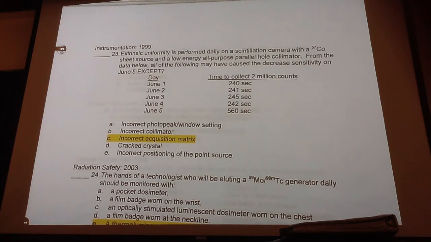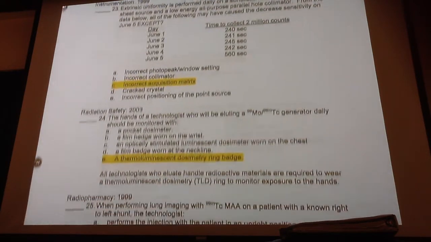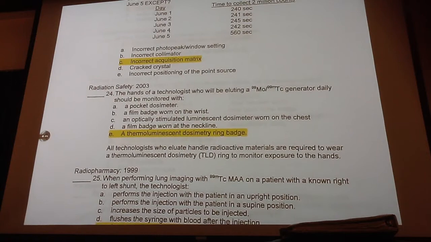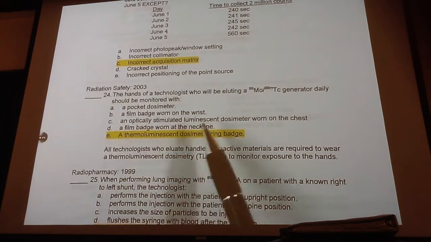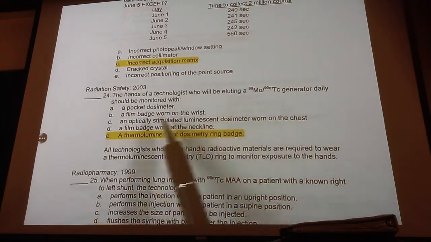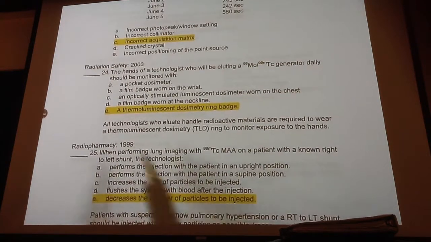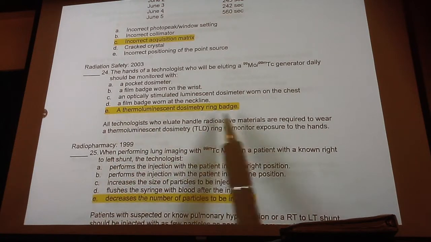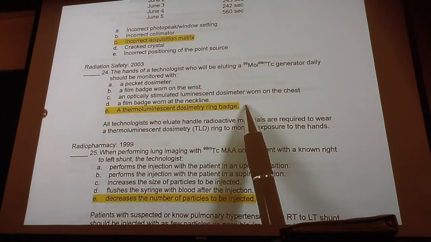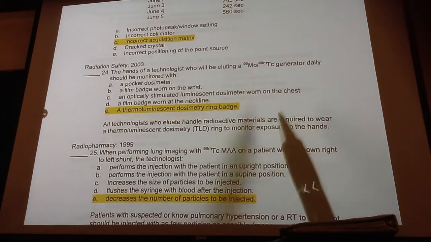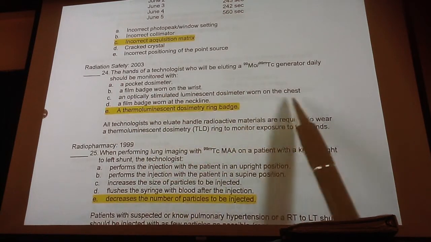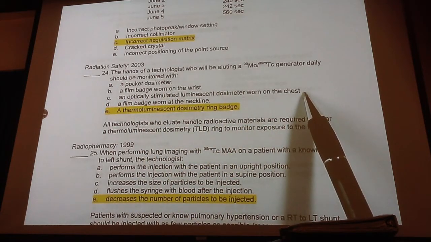Okay, let's take a look at the next one here. Radiation safety. The hands of a technologist who will be eluting the generator should be monitored with the ring badge. Remember the TLDs, and those are made out of what? Lithium fluoride. You need to know what these things are made out of. So it's lithium fluoride. The OSL is what we use for whole body because it's actually more efficient.